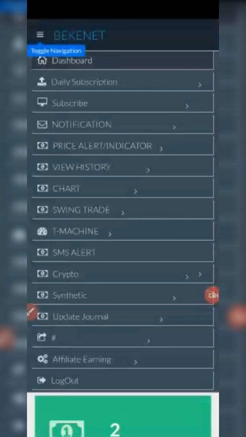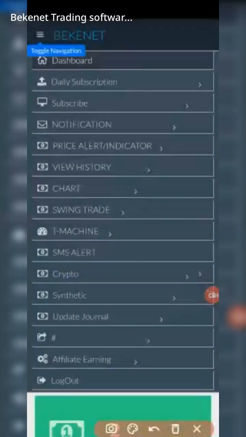Look, this is crypto. It's free. You don't need to pay anything. So is it the same software? Is it the same Bekenet software, or do you have another software for crypto? It's the same software. Look at it. Are you seeing my screen? This is crypto. This is synthetic. This is for forex. Wow.